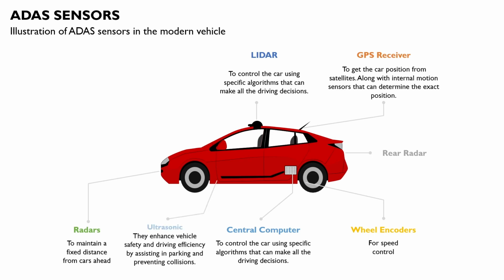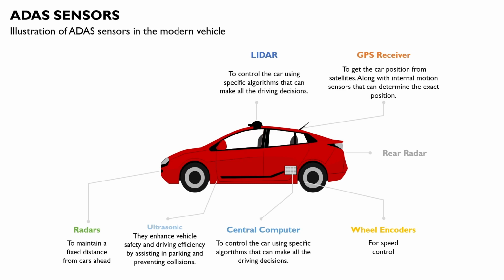And next one is ultrasonic sensors. Ultrasonic sensors use sound waves to detect objects and measure distances. These sensors emit ultrasonic pulses and calculate the time it takes for the echoes to return, allowing them to determine the distance to objects.